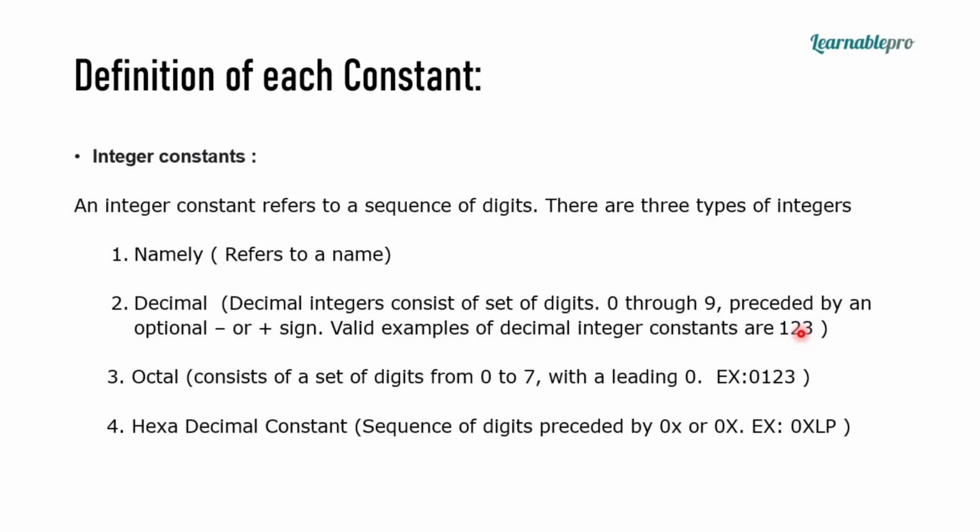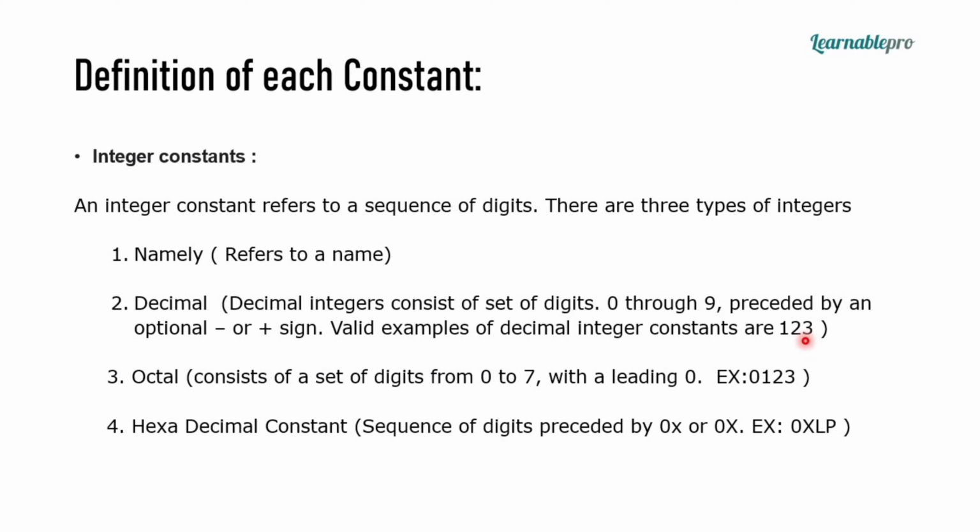The second one is decimal. As you can see on the screen, 1, 2, 3 or 987 or 4, 5, 6 can be examples of decimal constants. The decimal constants can be preceded by an optional negative or positive sign. When we have no sign in front of the number, it is a positive decimal integer constant. When we have a negative sign, it is a negative decimal integer constant.